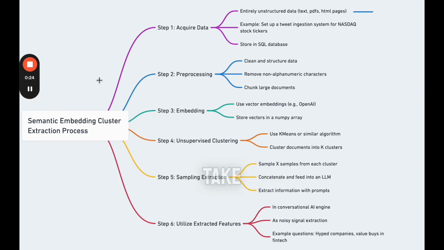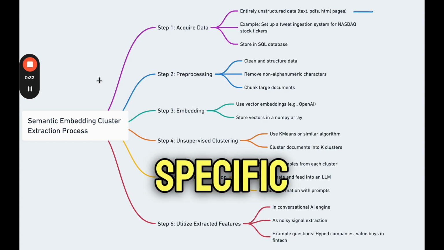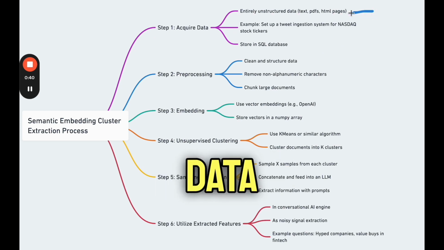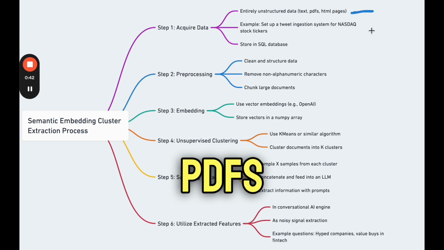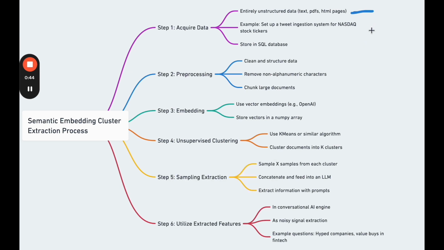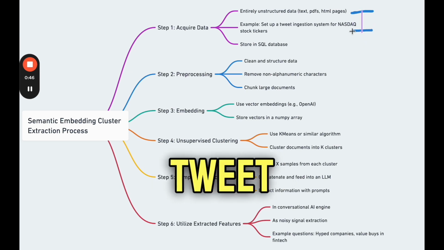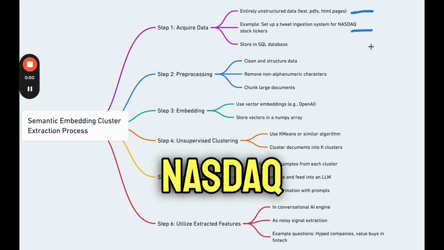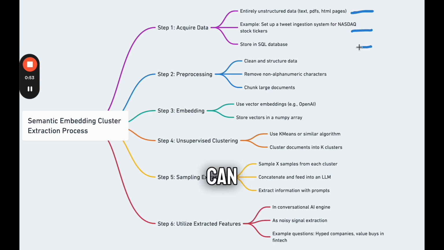As an example, let's take market research as our domain, where we have our data as blog articles or tweets about specific companies. Step 1, acquire data. This method is particularly useful if you have entirely unstructured data: text, PDFs, HTML pages. For our market research, we can just set up a tweet ingestion system that listens to tweets mentioning any stock ticker from the NASDAQ stock exchange. Then we can dump this into a SQL database for later.